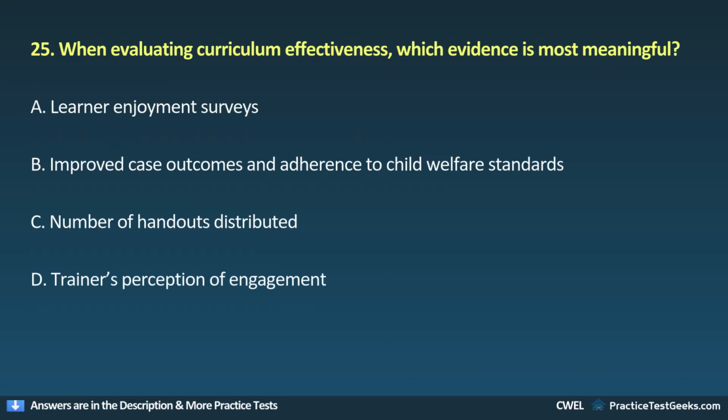25. When evaluating curriculum effectiveness, which evidence is most meaningful? A. Learner enjoyment surveys. B. Improved case outcomes and adherence to child welfare standards. C. Number of handouts distributed. D. Trainer's perception of engagement.